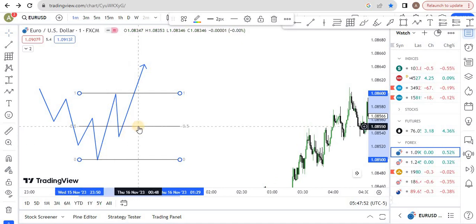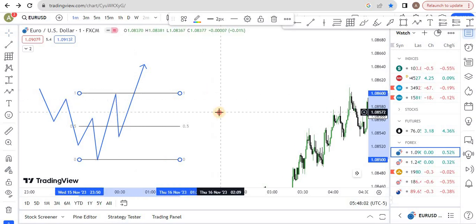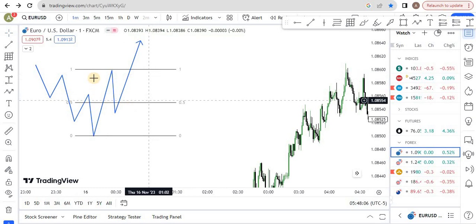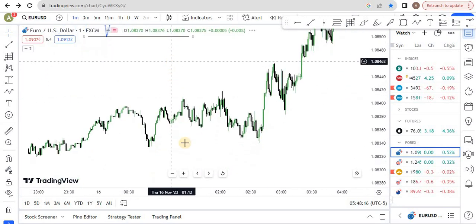Remember that below 0.5 is discount, where you should buy or plan for entry, targeting the upside liquidity area. And if you want to sell, you should not buy in a premium area. Premium is basically for sell and discount is for buy. Remember that point. Let me show you the example.